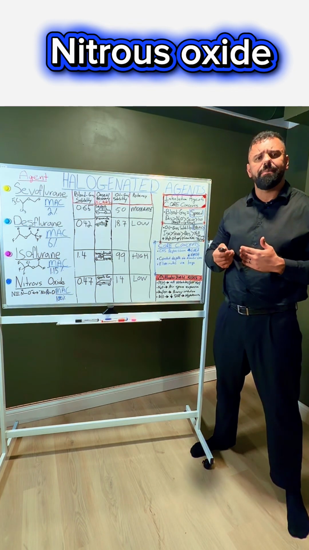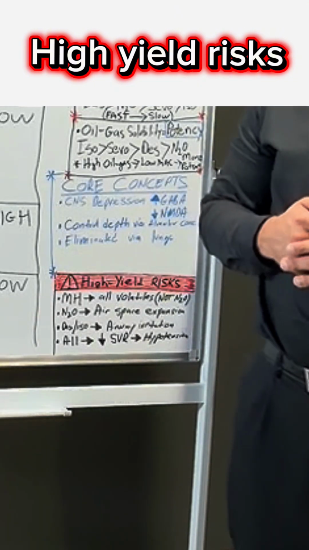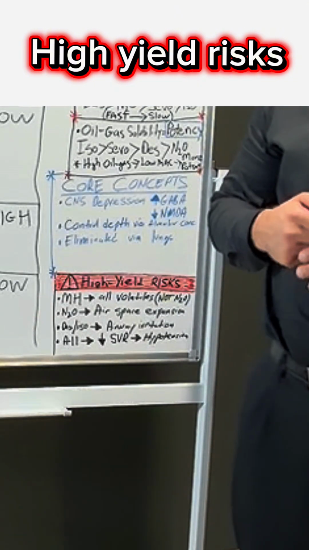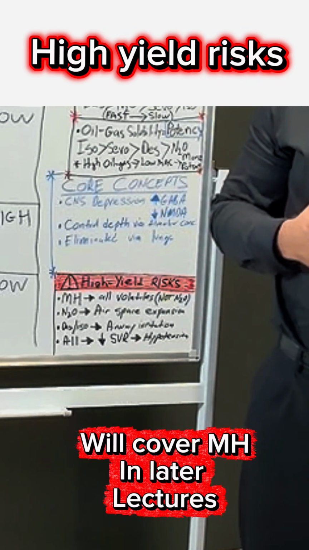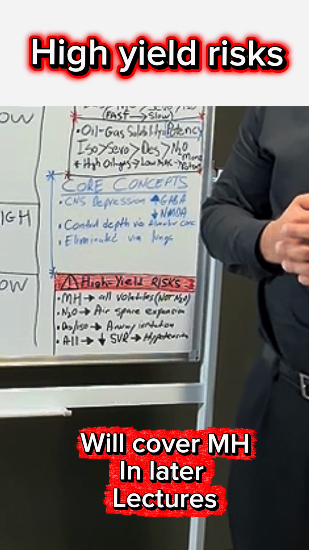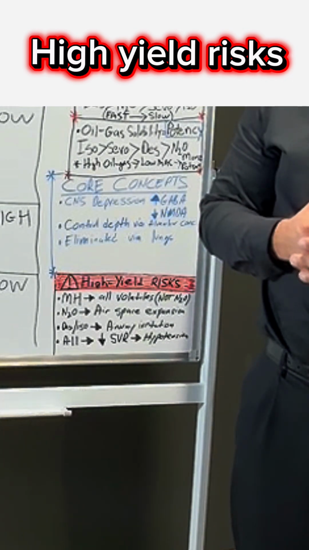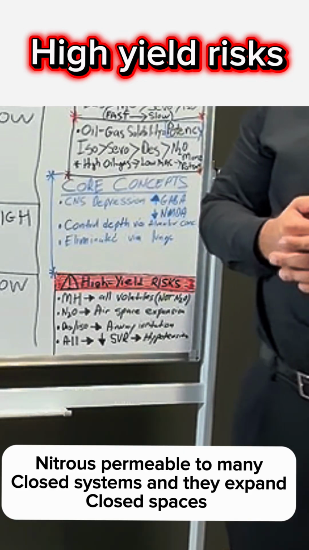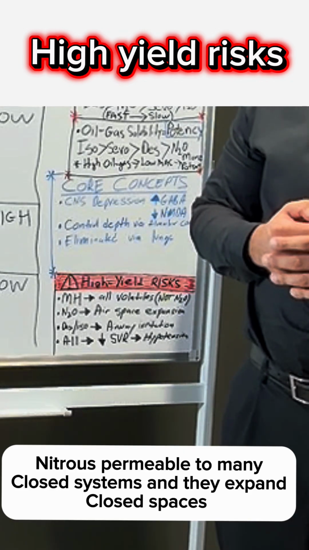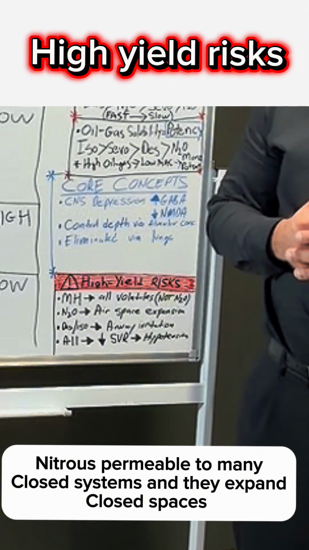Now, let's finish with some high-yield risks here. All volatile anesthetics can trigger malignant hypothermia, except nitrous oxide. So always be prepared to recognize and treat MH with dantrolene. Nitrous oxide can expand air spaces, which can worsen certain conditions. And all of these agents can decrease systemic vascular resistance, leading to hypotension.